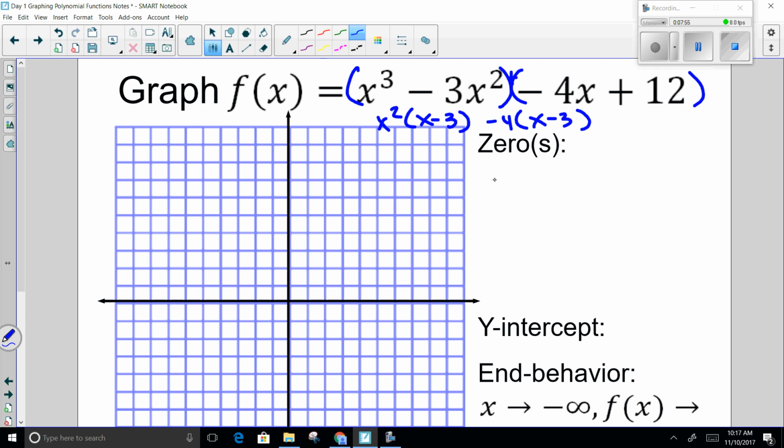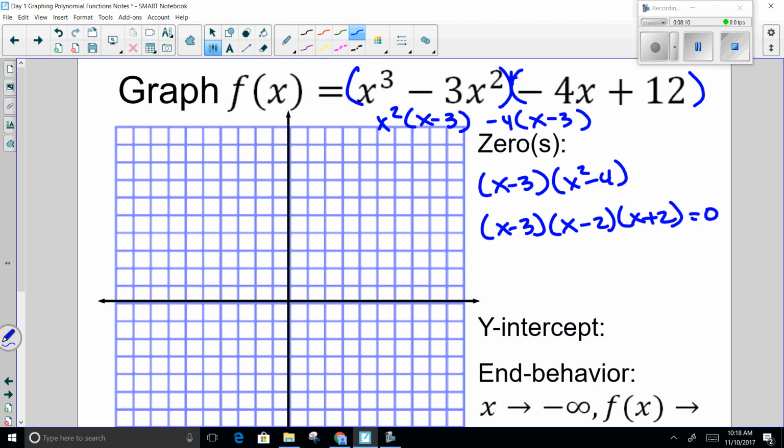Then I'm going to group by doing greatest common factor, which is x minus 3, and then x squared minus 4. This here is a difference of perfect squares, which factors to x minus 2 and x plus 2. Those are going to equal 0. So what are my zeros? My zeros are 3, 2, and negative 2.